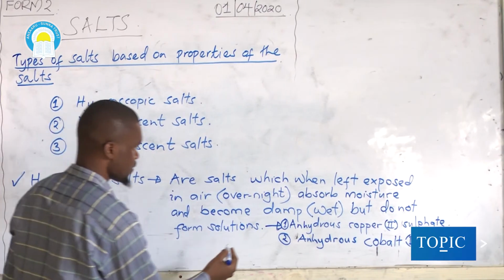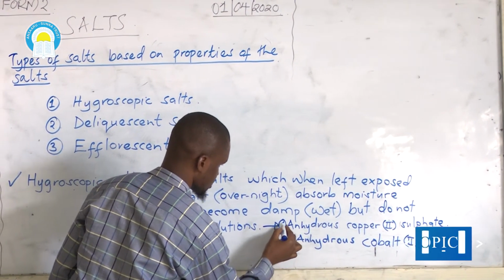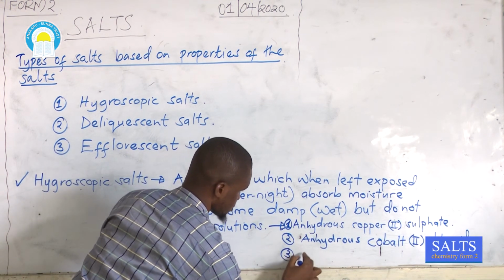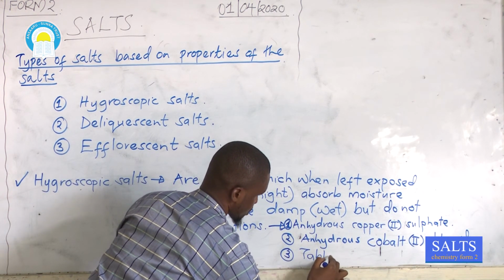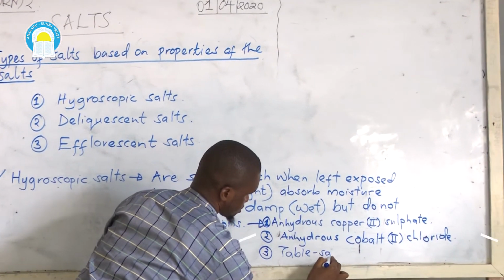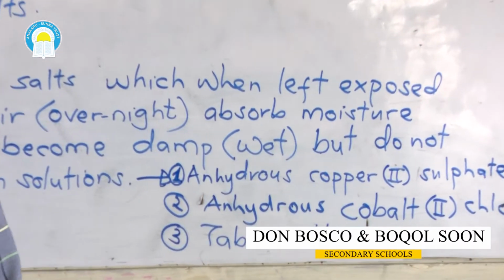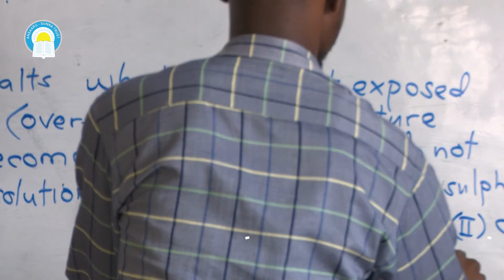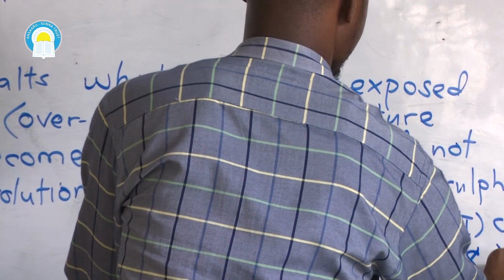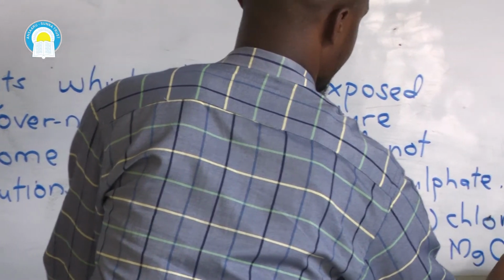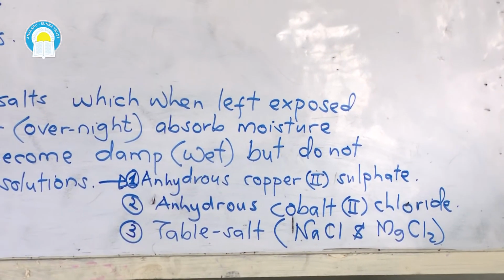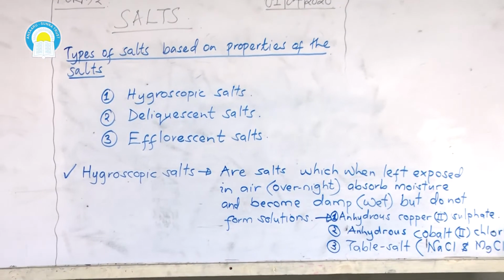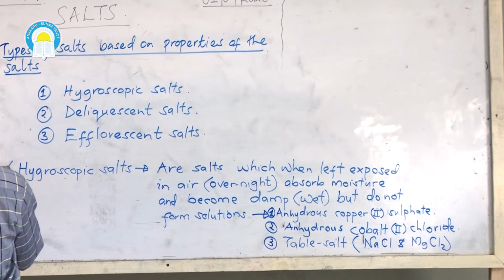Apart from these, we have salts such as table salt. And table salt is not purely sodium chloride, but a mixture of sodium chloride and magnesium chloride. It is actually the magnesium chloride in it that makes it hygroscopic.